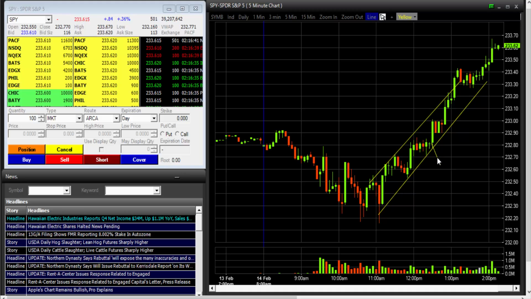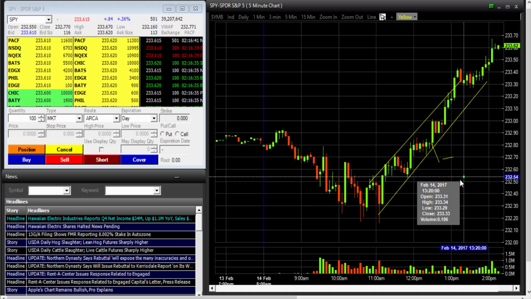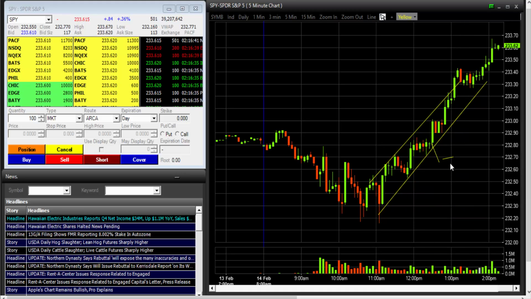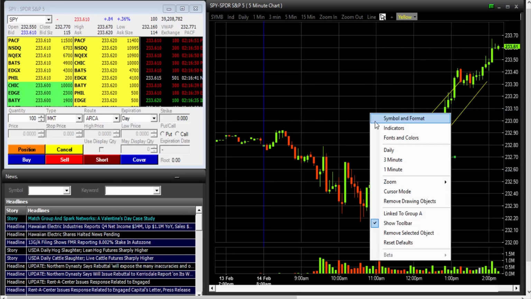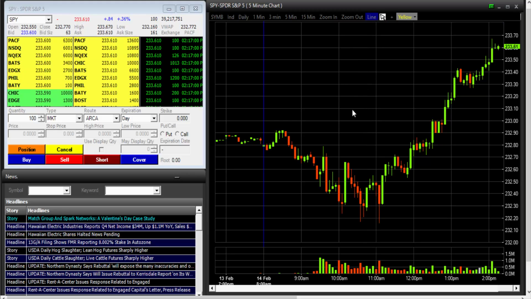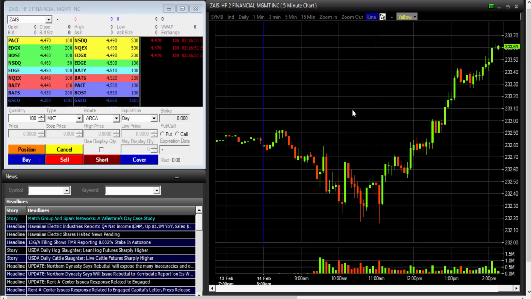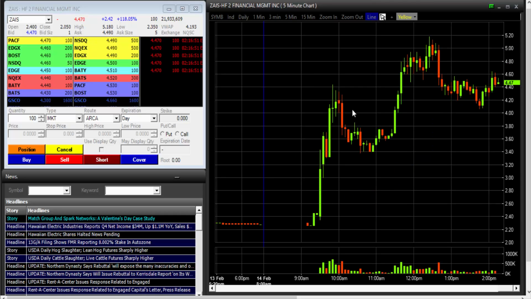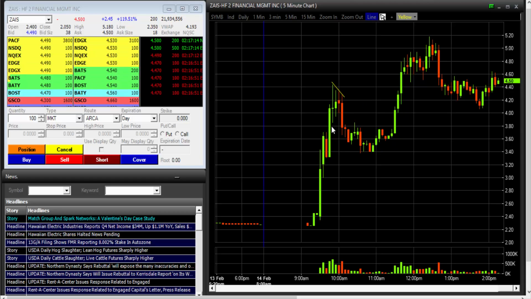So this is one of the important things that you need to understand while you are starting to deal with the charts. For example, let's go for another symbol that we had today. Let's forget about everything that happened over here and start to draw lines. For example, we had a trade over here today at ZAIS, and we took profit over here.